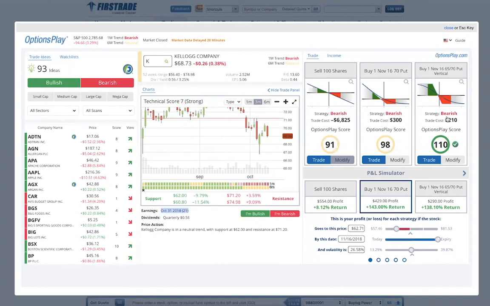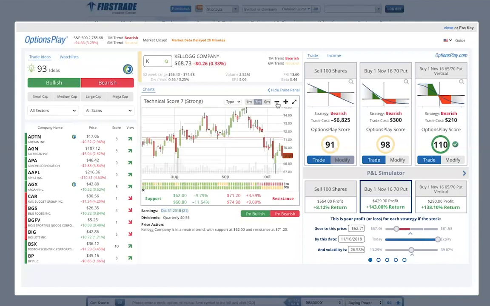Again, I'm presented with 3 bearish strategies. If I shorted the stock, I have to put up quite a bit of margin. Buying a put option only cost me $300. Buying this put spread cost me $210. So here I'm actually getting a significant reduction in not only cost to enter the trade, but also my max risk. So let's take a look at these strategies and see how they perform.